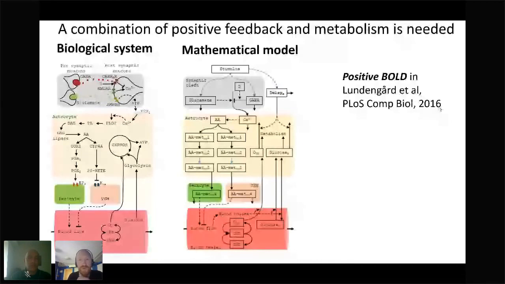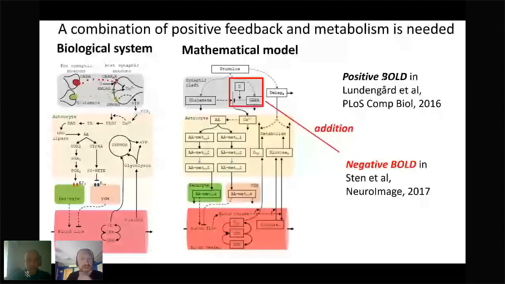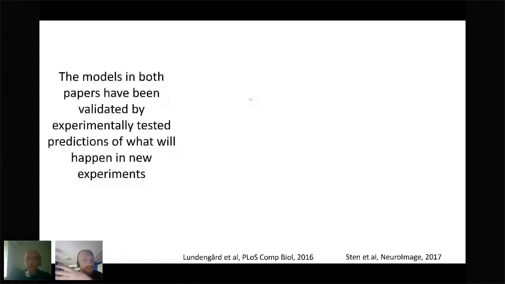The year after, we modified the model to also be able to describe something called the negative BOLD response. And this we did by adding the variable GABA, which leads to inhibition on the electrophysiological level. In both these papers, we validated the model by experimentally testing predictions of the model. So we'll see what happens in new experiments.